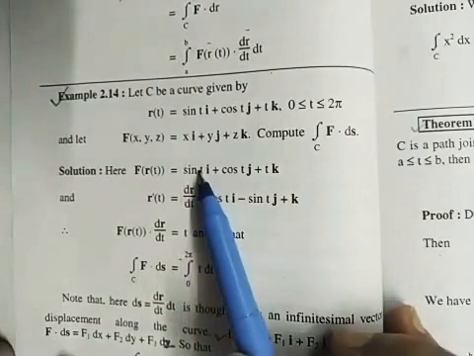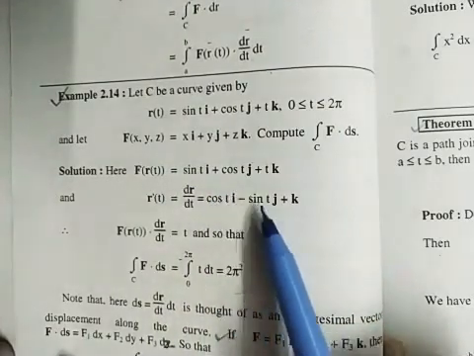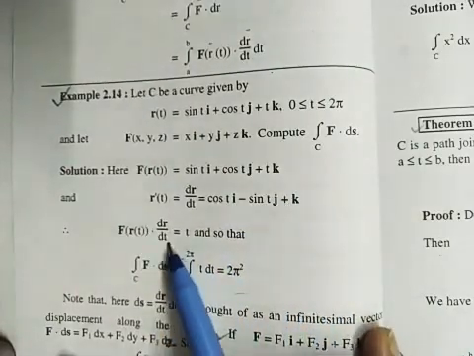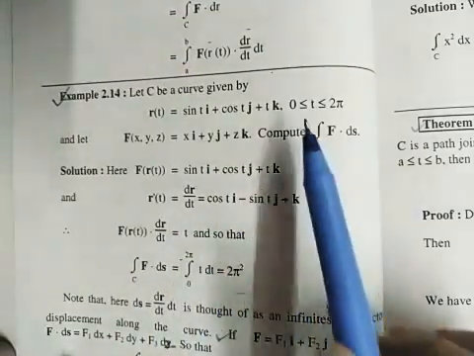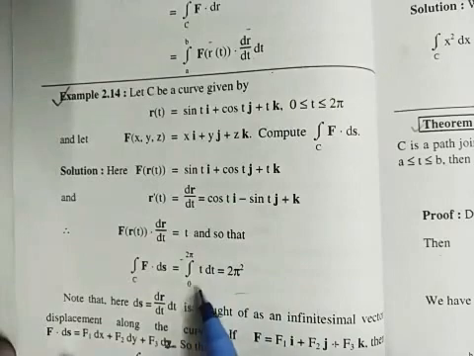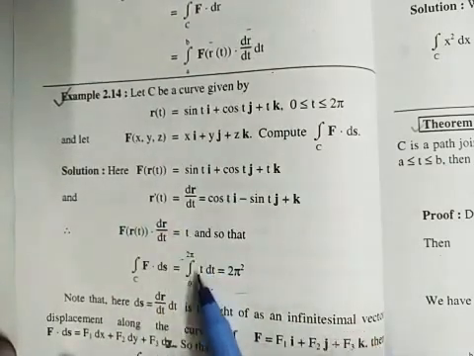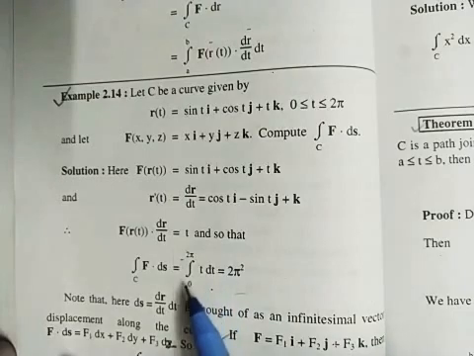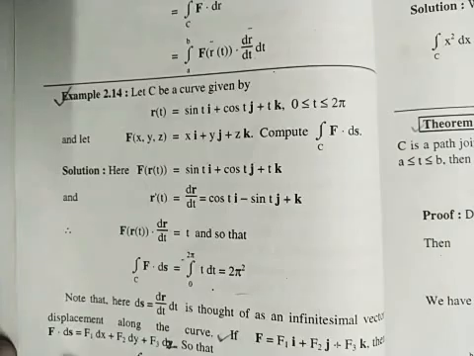So dot product, sin t into cos t, sin t cos t minus sin t cos t, that will be 0, plus t into 1, that is t. So we get f of r(t) dot dr by dt is t. Therefore, by formula, integration of f ds is integration from 0 to 2 pi f of r(t) dot dr by dt into dt. From this, f of r(t) dot dr by dt is t. We put this value here into dt. So after integration, it is t square by 2. After applying limits 0 to 2 pi, we get the answer 2 pi square. Okay.